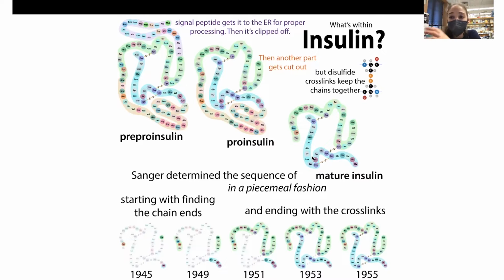And of course, Sanger doesn't know any of this at the time. He's setting out to figure out what the sequence is. And so he starts by figuring out a reagent, a chemical that can react in order to label the N-terminus.